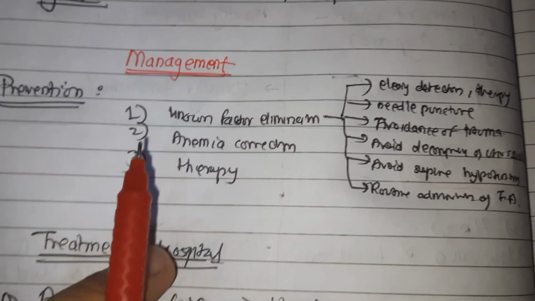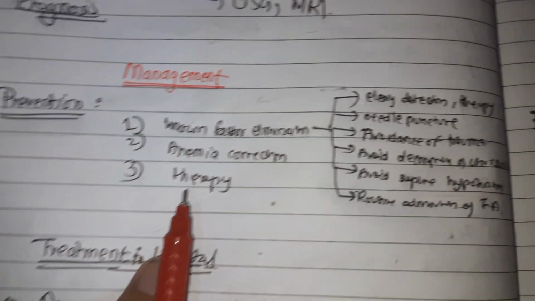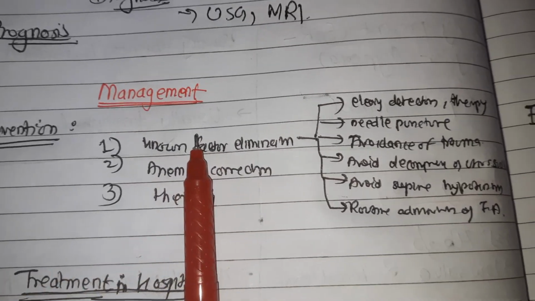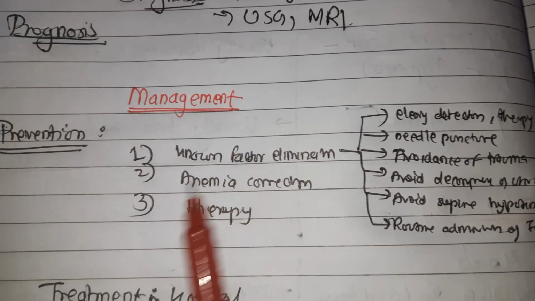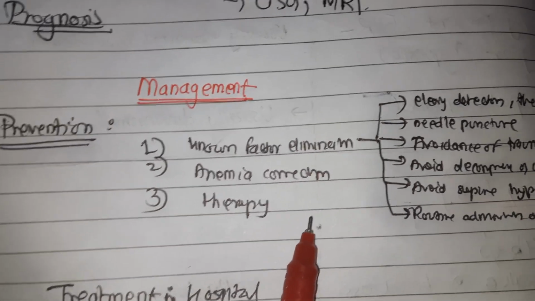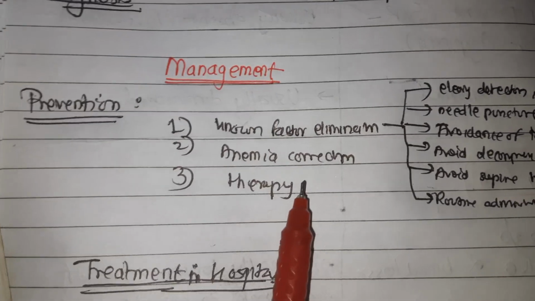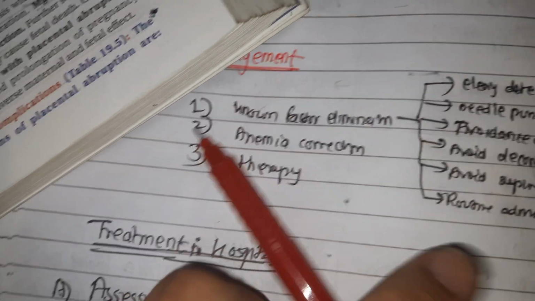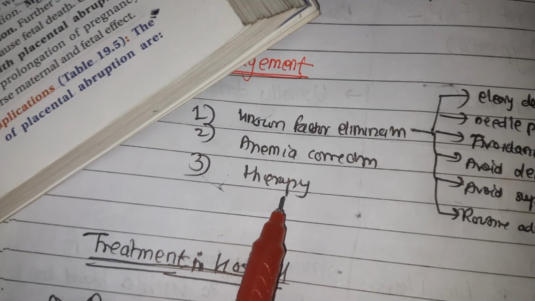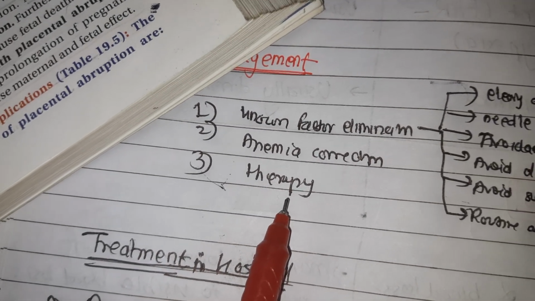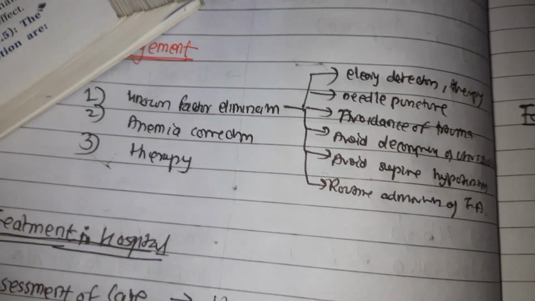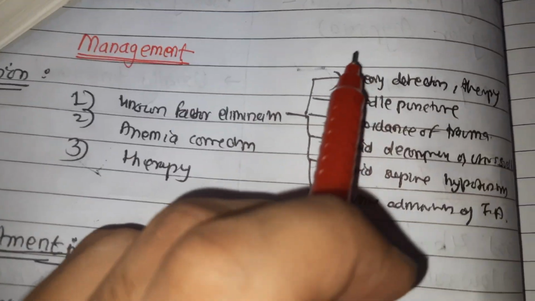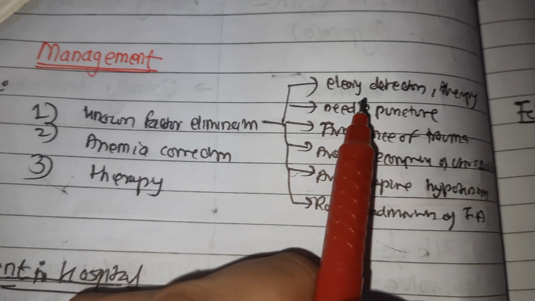Now talking about management, first we have the preventive measures. The prevention aims at elimination of the risk factors that are likely to cause placental separation, correction of anemia during the antenatal period so that the patient can withstand blood loss, prompt detection and institution of therapy to minimize grave complications like shock, blood coagulation disorder, and renal failure. If we can prevent these factors, then we can prevent the abruption.